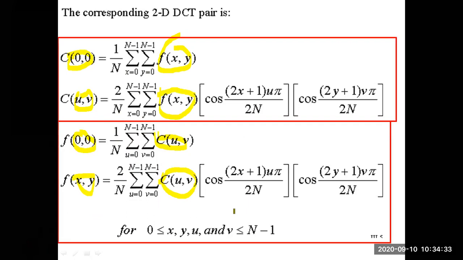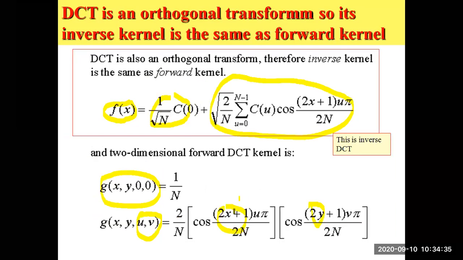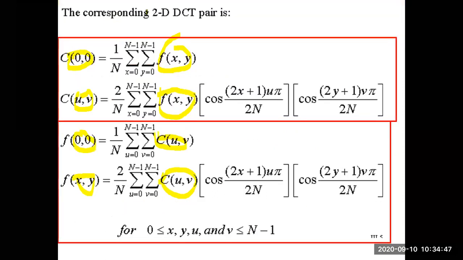And what is the reason? It is an orthogonal transform, so its inverse kernel is also the same as the forward kernel. The only change is that instead of frequency we are using the image spatial domain, and instead of spatial we are using frequency. That is the only change.